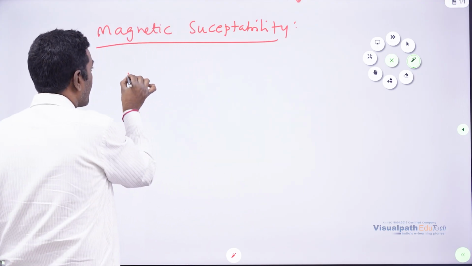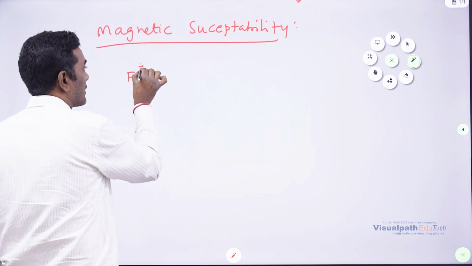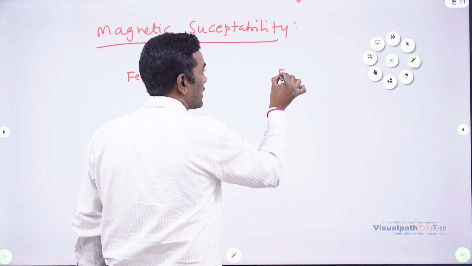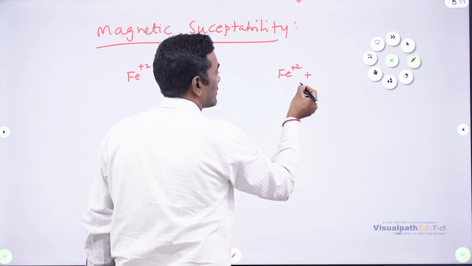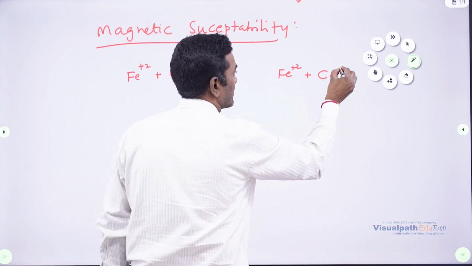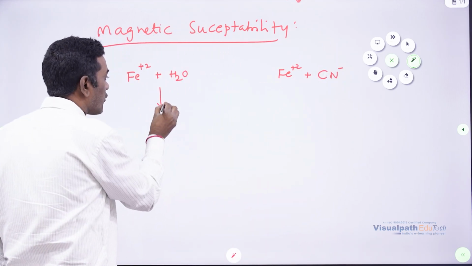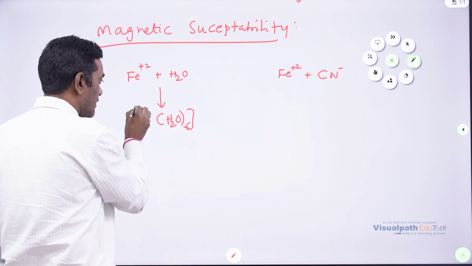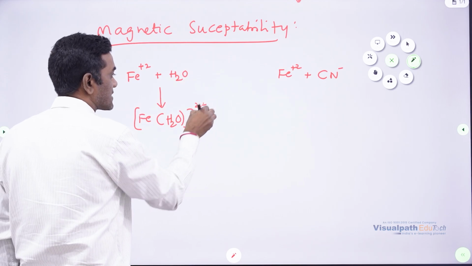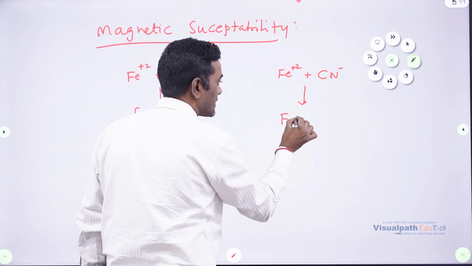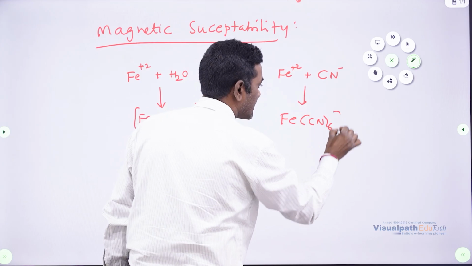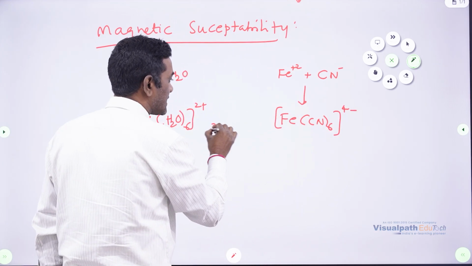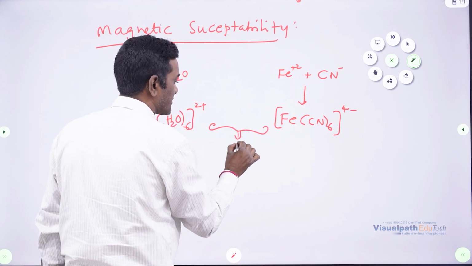For example, iron plus 2 is going to react with water. The same iron plus 2 is going to react with so called CN minus ions, for example, right? It is going to form Fe(H2O)6 2+. It is going to form a complex Fe(CN)6, how many, 4 minus will come into picture? And in both these cases, Fe is in plus 2 state only.